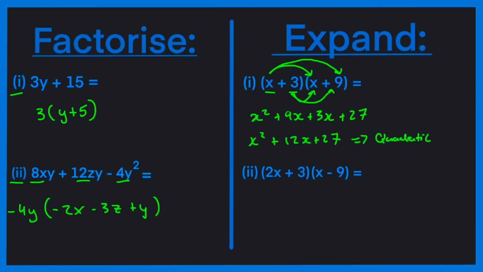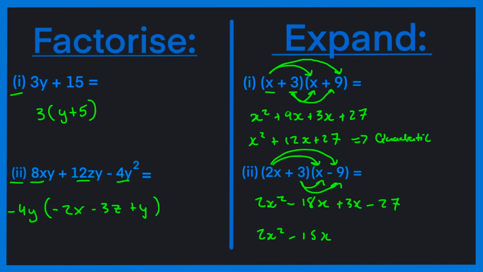For our next one here, it's the exact same thing, but we're just considering the 2 now being in front of the first x. So 2x times x is 2x squared. 2x times minus 9 is minus 18x. 3 times x is 3x. And 3 times minus 9 is minus 27. So we can simplify this even further. 2x squared minus 15x minus 27. On the next slide, we have a few questions on factorization and expansion.